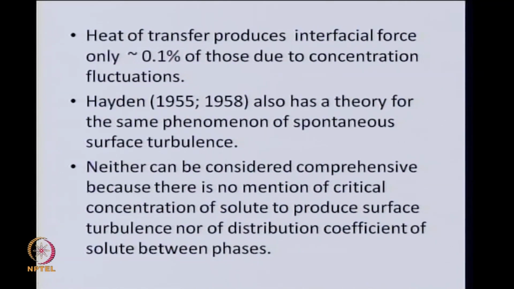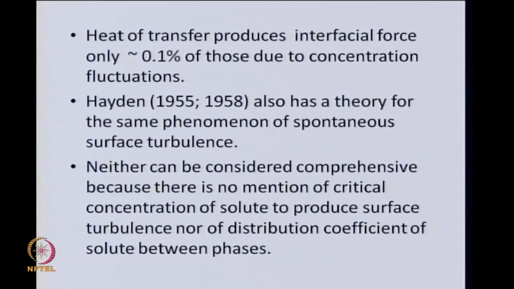And the other group which was considering the same problem was Hedens, who also had a theory for spontaneous surface turbulence. But one generic comment that could be made about both these theories is that neither of these analyses could be regarded as an ultimate or comprehensive analysis, because there was no mention of what critical concentration of the solute would produce surface turbulence. One would have anticipated a theory to give information as to what critical concentration will create interfacial turbulence, nor was there any quantitative description of the distribution coefficient of the solute between the phases.